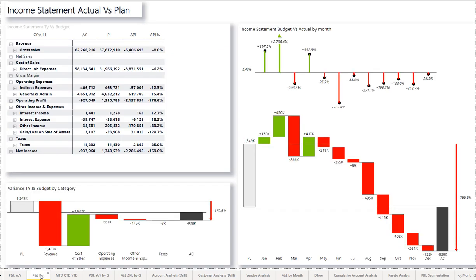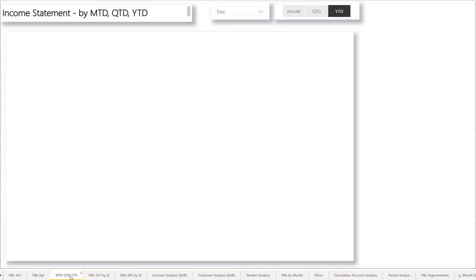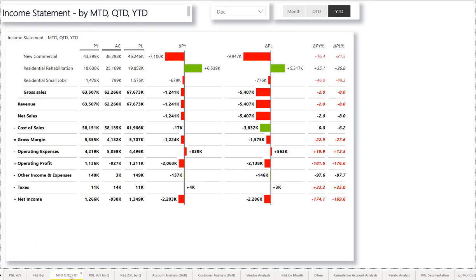Now, the last video looked at year-over-year analysis. Just know that we have an actual versus a plan slash budget, which would be essentially exactly the same thing, except now we're looking at the actual versus the budget figures rather than the prior year figures. So let's not labor that point. Let's go directly to this month-to-date, quarter-to-date, and year-to-date.